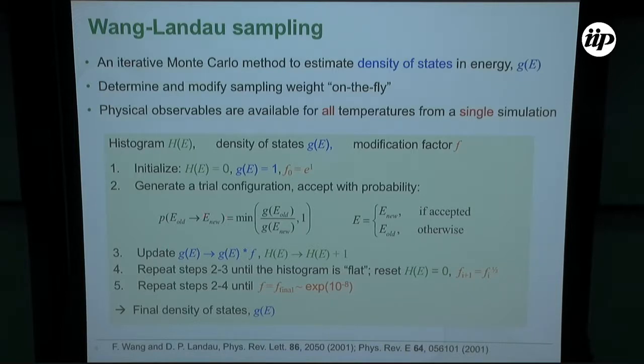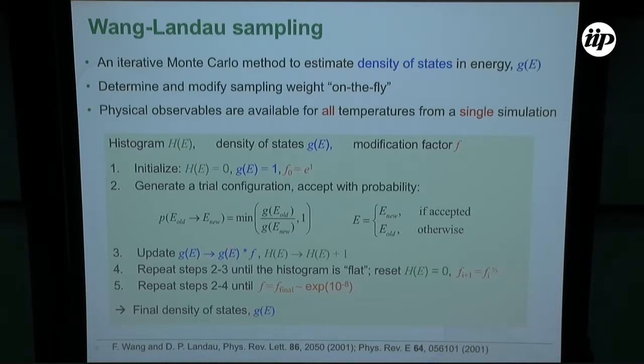Just like any Monte Carlo simulation, you generate child configurations, and then you accept them with a probability which is inversely proportional to the instantaneous density of states. And let me remind you that this density of states keeps changing within your simulation. Another very important point to note is that, like Metropolis sampling, if you accept the new energy, then of course you do the update with the new energy. But if you reject the trial move, you have to return to the old configuration and do your update with the old energy.